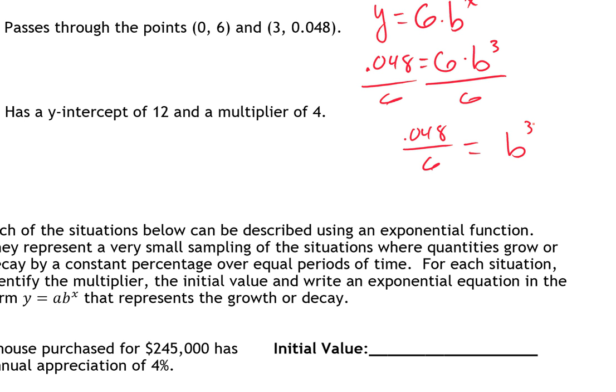Except it's not a square root. What root am I going to take? A cube root. So if I take a cube root of this side, the cube root of b cubed is b, and b is the cube root of that thing.